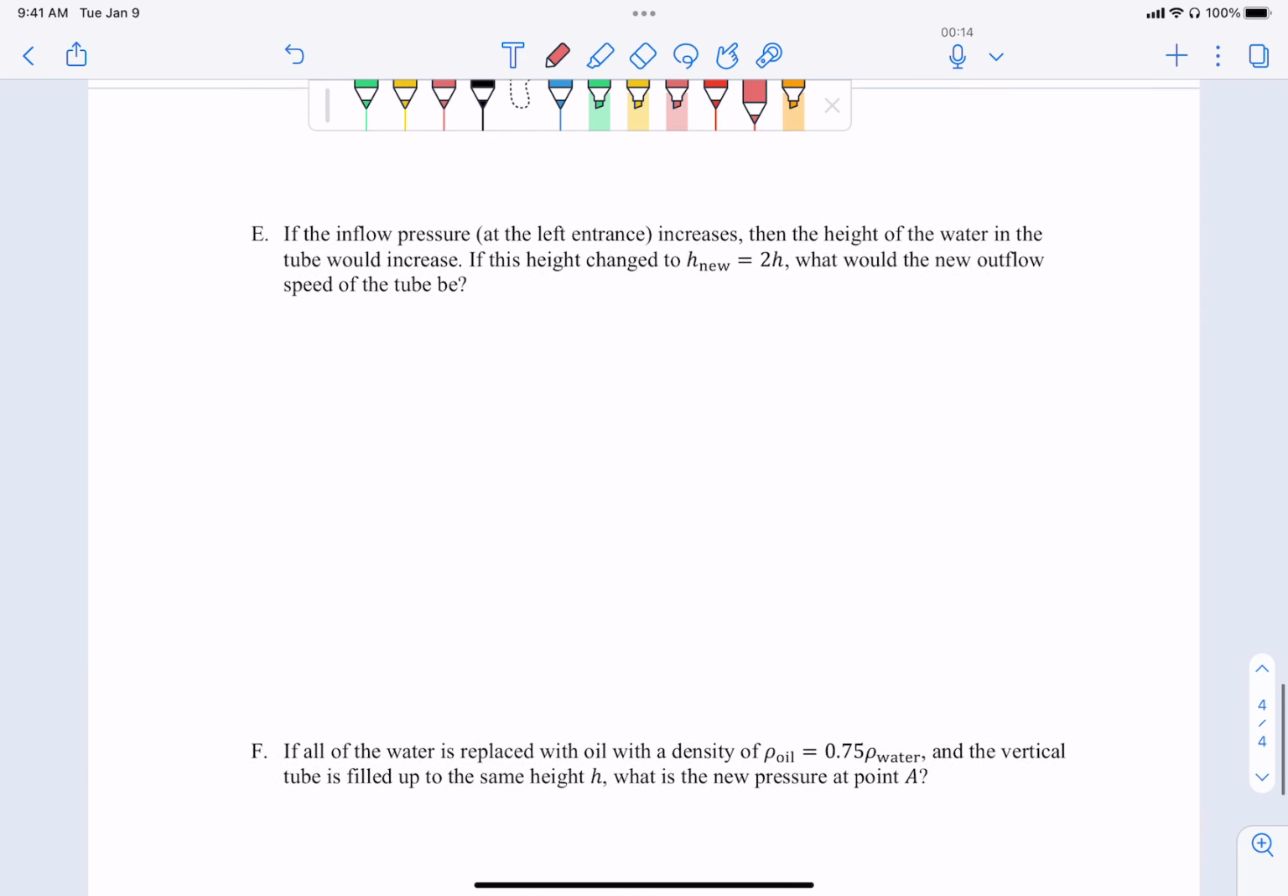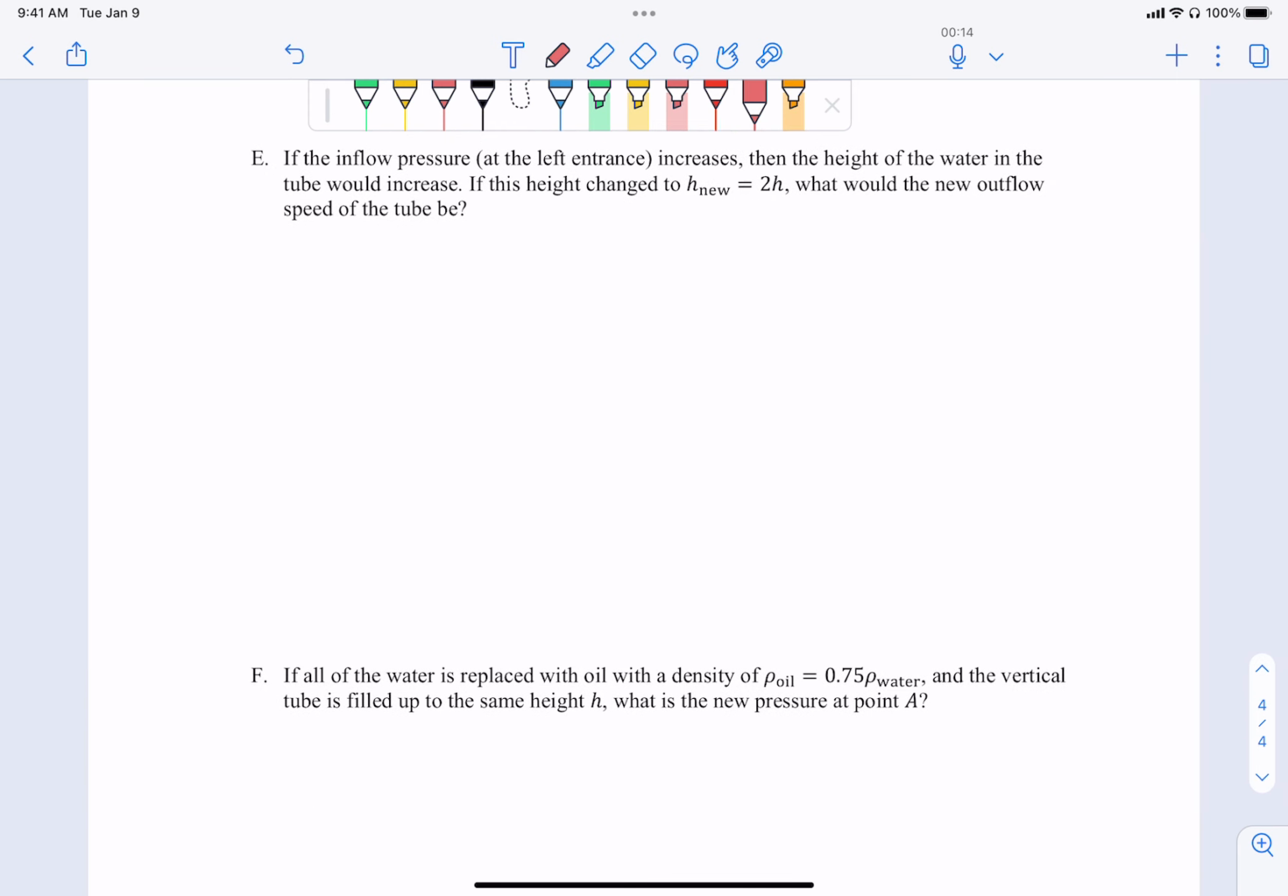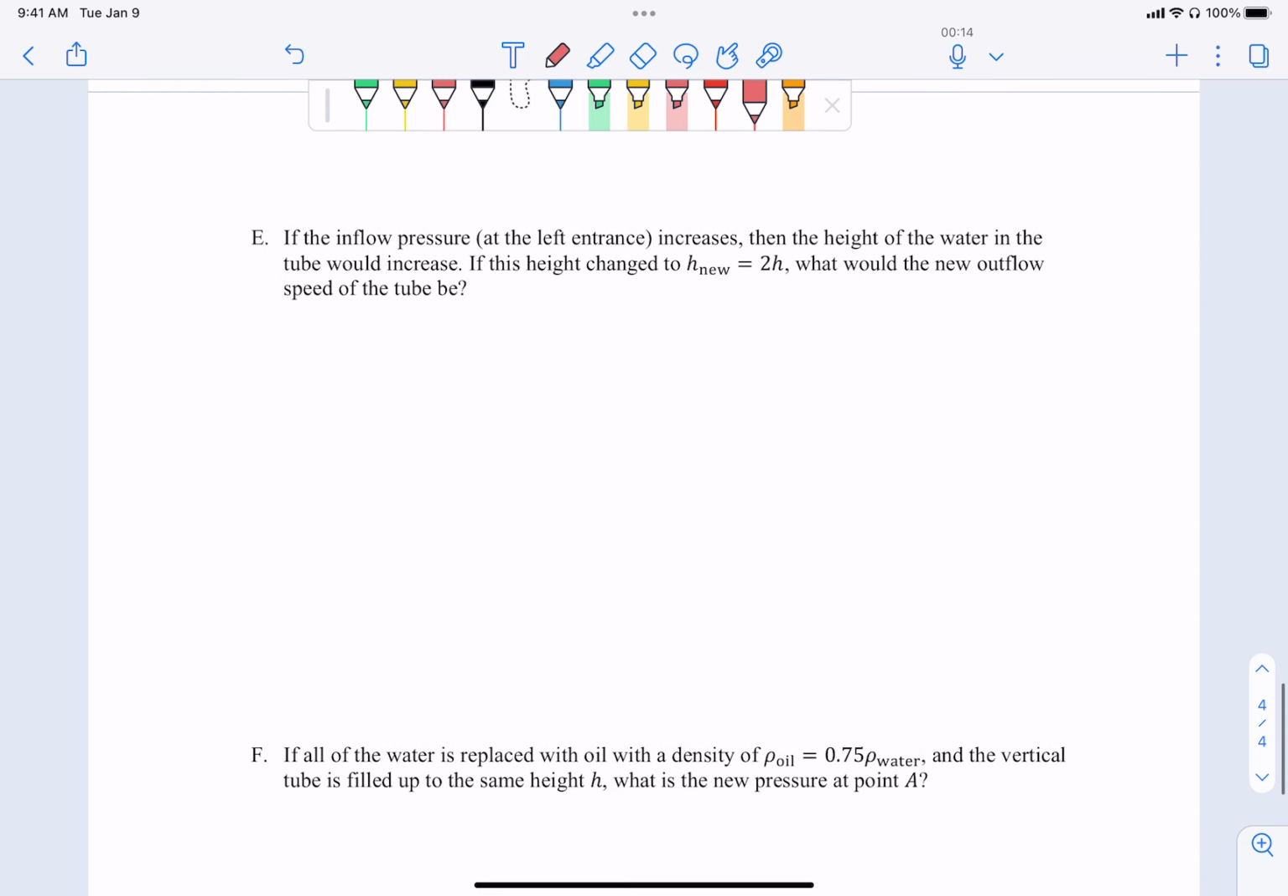Alrighty, so now we're at part E, basically, and F. We don't have much time left, so hopefully I can get through this in a reasonable amount of time. So part E is asking, if the inflow pressure at the left entrance increases, then the height of the water in the tube would increase.